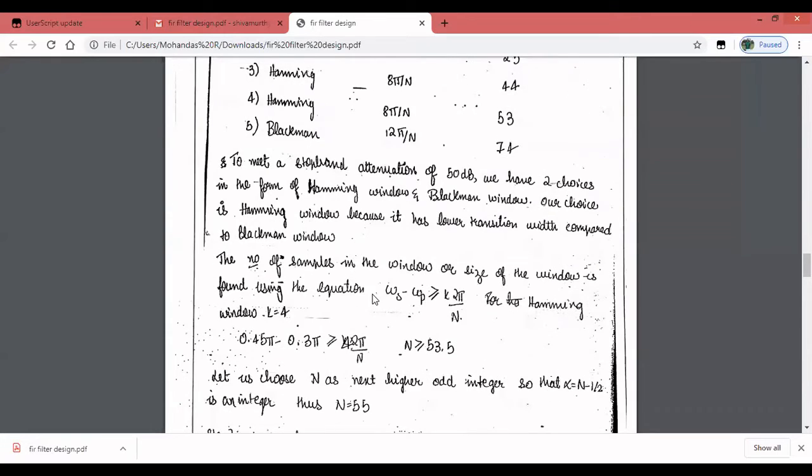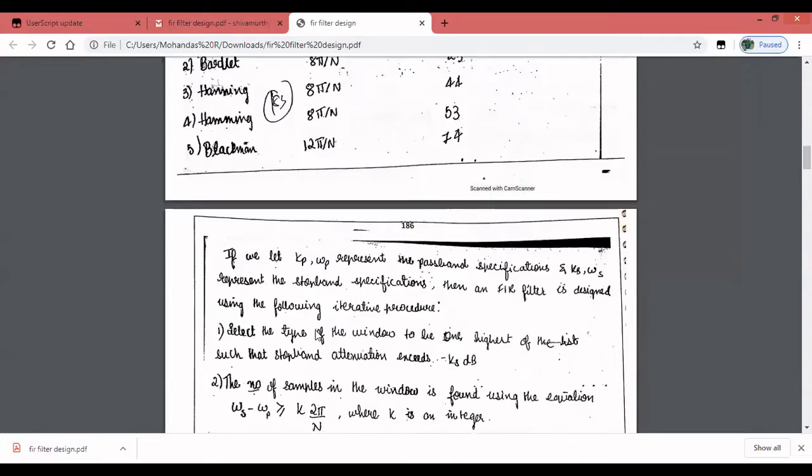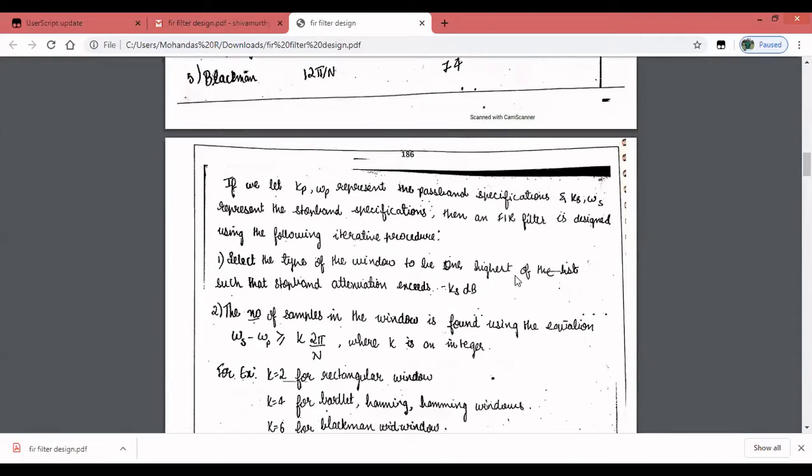Okay, what is the next step? The next step is to find out the number of samples in the window. That is the second design procedure. The first step was to select the type of window, which we have done. The second step is that the number of samples in the window is found using the simple equation, omega s minus omega p is greater than or equal to k into 2 pi by n.